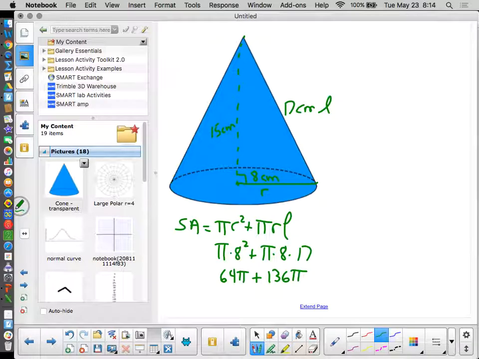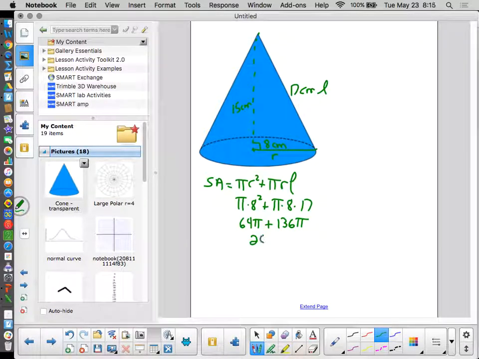Now, we could leave this in terms of pi, and I get exactly 200 pi centimeters squared is my surface area. Or you could multiply that out and get 628 centimeters squared. Not 618, excuse me, 628.